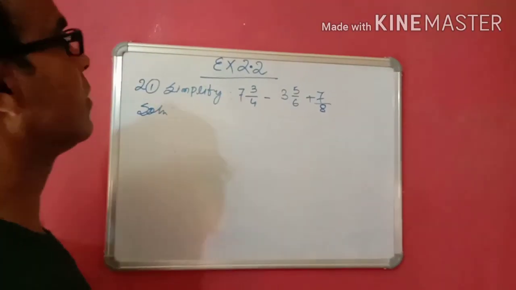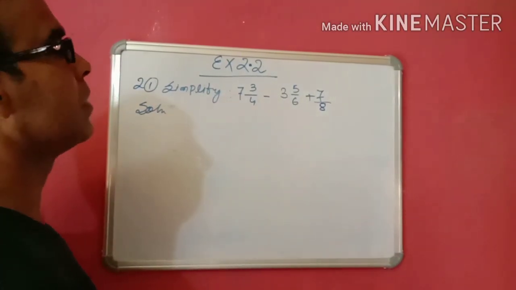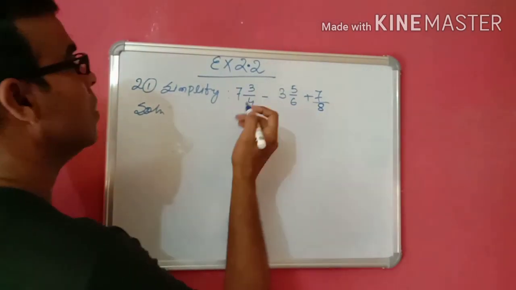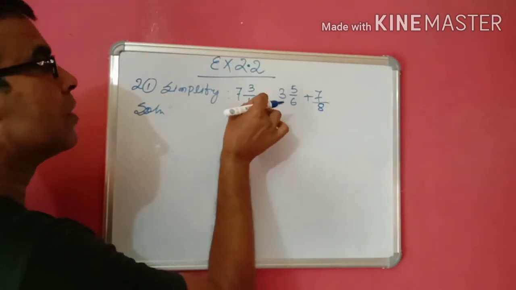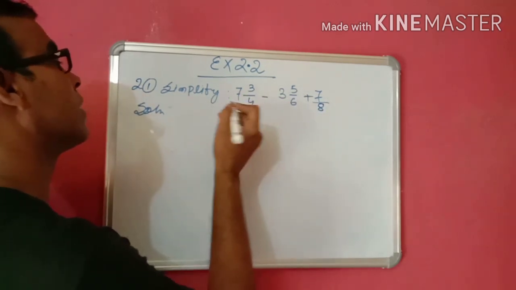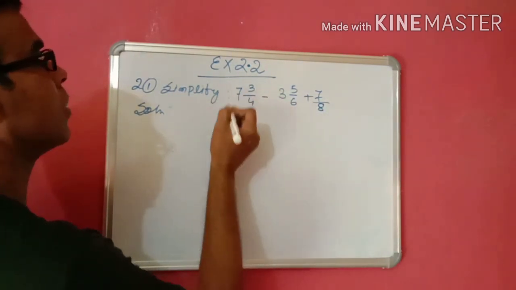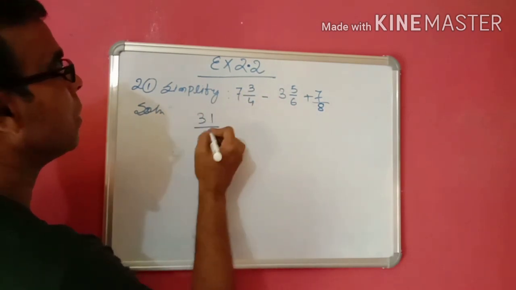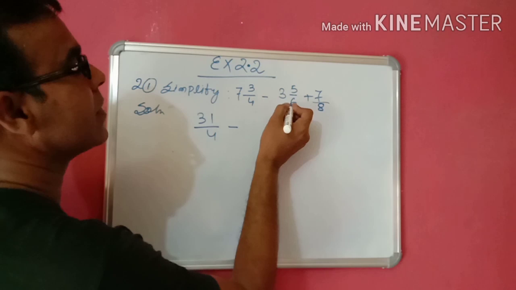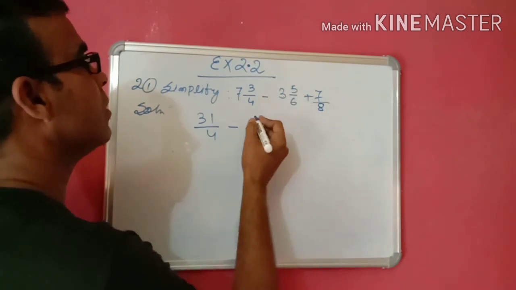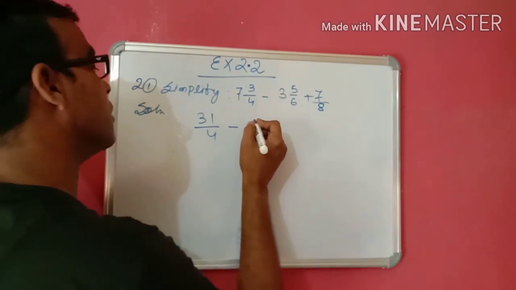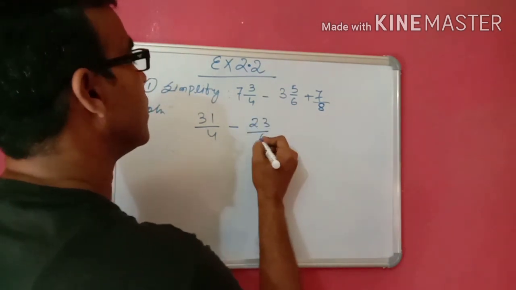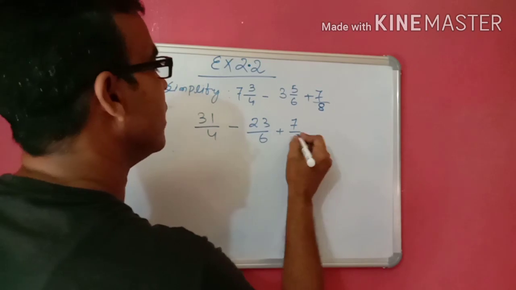7 whole 3 by 4 minus 3 whole 5 by 6 plus 7 by 8. First of all, we have to take LCM of 4, 6 and 8. Now we have to change these to improper fractions, because it is given as mixed fractions. So this will be 4 into 7 plus 3 means 31 by 4, and this is 6 into 3, 18 plus 5, this will be 23 by 6, plus 7 by 8.